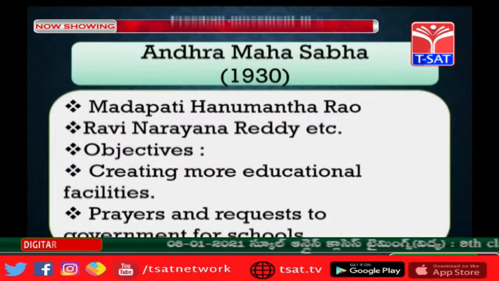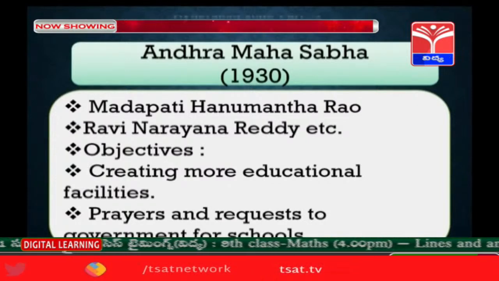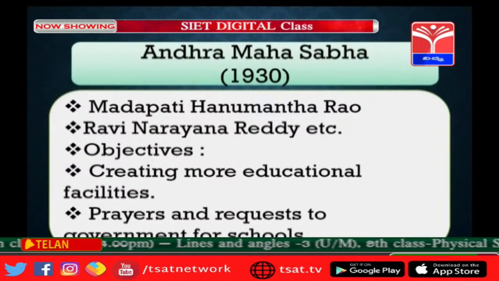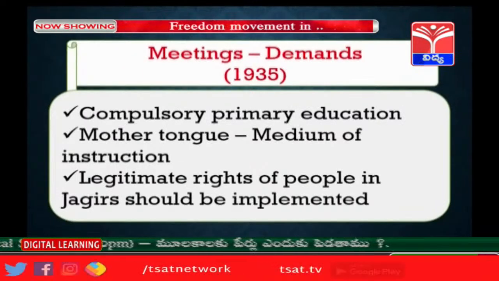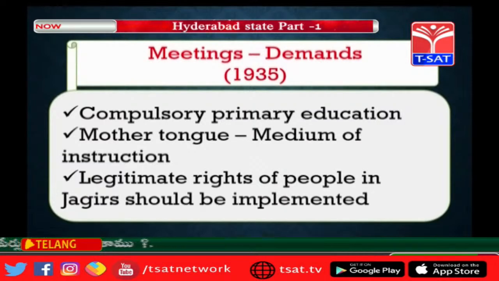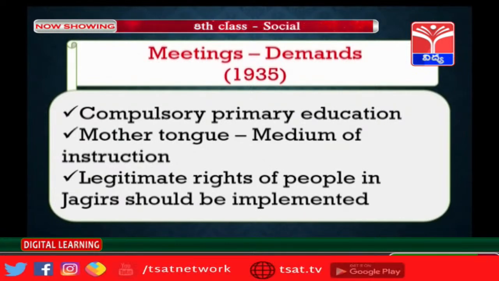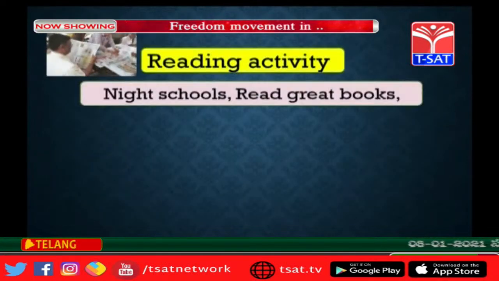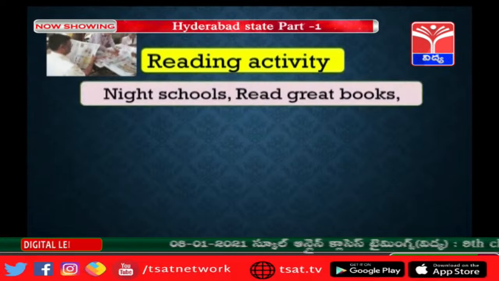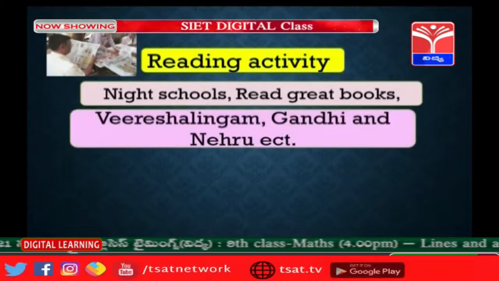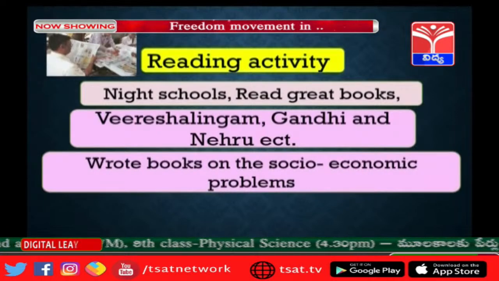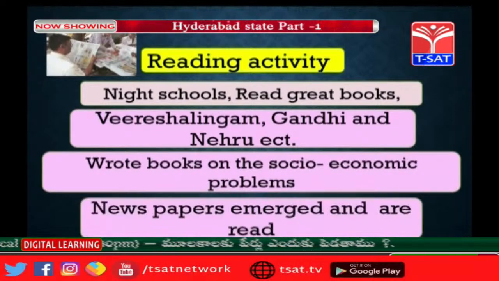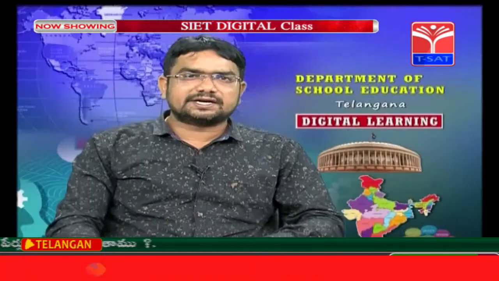Ravi Narayan Reddy etc. had some objectives like creating more educational facilities, prayers and requests to the government for schools. After the meetings, demands were set up in 1935: compulsory primary education, with Telugu as the mother tongue medium of instruction. Legitimate rights of people in Jagirs should be implemented. Reading activities should be done all over our state, conducting night schools, reading great books of Veerashalingam and Gandhi and Nehru etc. They wrote books on socio-economic problems so that they would be connected to the people, and newspapers also emerged and are read worldwide.